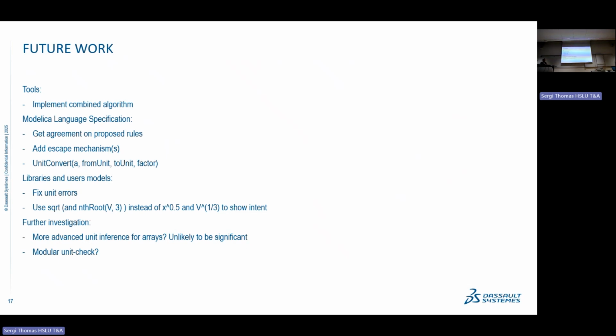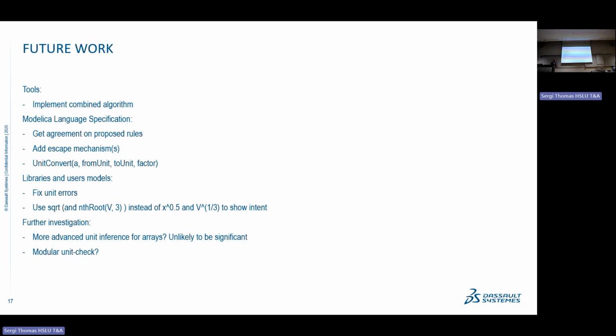And for the libraries and user models, the first thing is to enable unit check and fix the unit errors in your models. And the second, slightly more advanced thing is to use square root and the newly introduced nth root instead of raising x to the power of 0.5 or x to the power of 1/3. Because then we can do unit inference for that and unit checking. We can sort of do it otherwise, but you don't know that it's really the correct way.